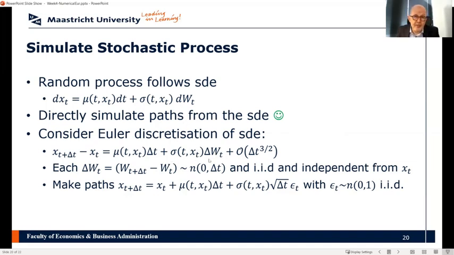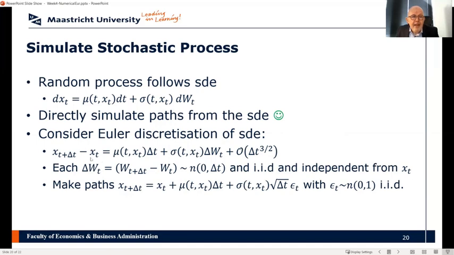Now this is an approximation. So I am making an approximation error of order delta t to the power 3/2. And this is the 3/2 term that you also saw in the derivation of Ito's lemma. So this is not an exact discretization, but if I make my time steps smaller and smaller, the approximation of the true stochastic process becomes more and more accurate, and the error term falls with delta t to the power 3/2.